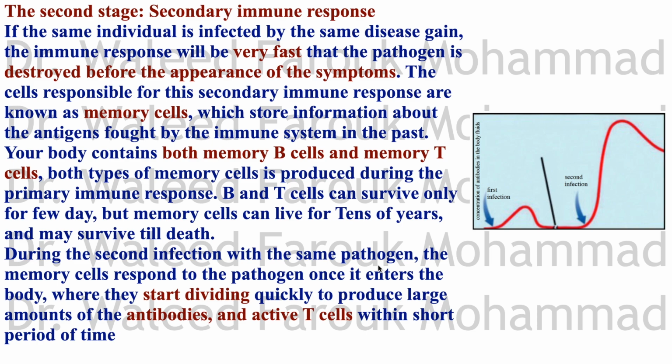طيب, during the second infection with the same pathogen, memory cells respond للpathogen who starts to divide and produce large amount of antibodies and active T cells within short period of time. عشان كده secondary immune response دي أسرع بكتير من first immune response.